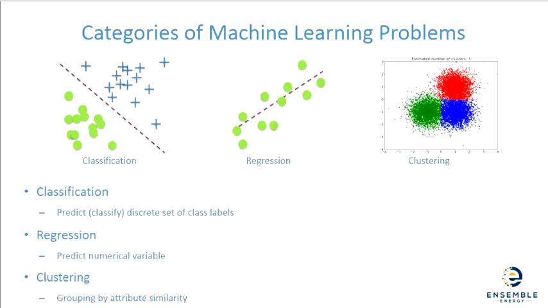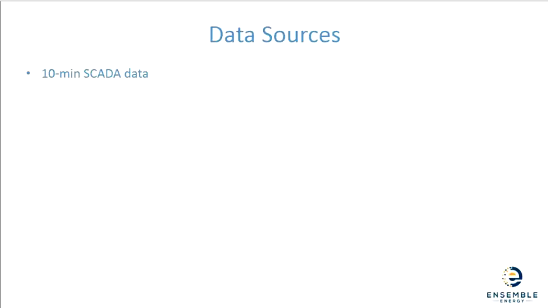So what are the data sources that are used for machine learning models in the wind industry? Well, one is 10-minute SCADA data. There's a tremendous amount of information embedded in this 10-minute SCADA data, so it can be used for many different components. Another source would be higher speed data, and that could be higher speed SCADA data, condition monitoring data, or oil particle data. All these are examples of higher speed data that can be used as well.